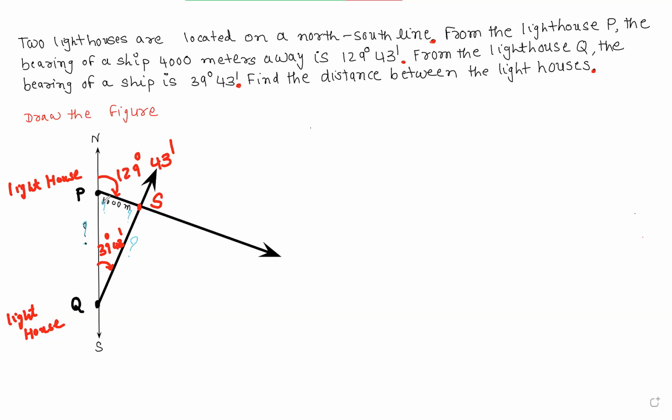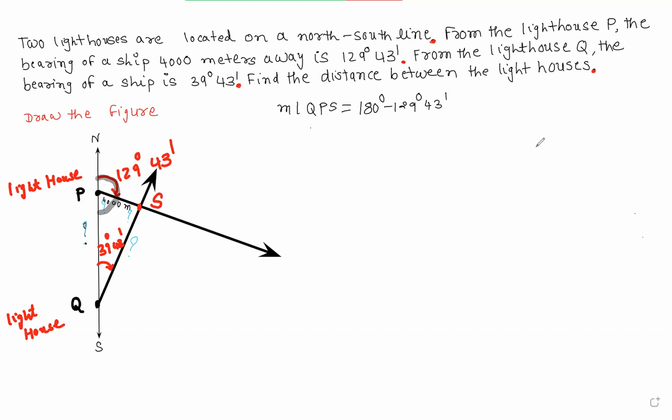Okay, so let's talk about this angle first. Notice this angle is a linear angle, 180 degrees. To find the measurement of this angle, angle QPS, we subtract 129 degrees 43 minutes from 180 degrees. Then next step, measure angle QPS equals 180 degrees minus 129 degrees 43 minutes.